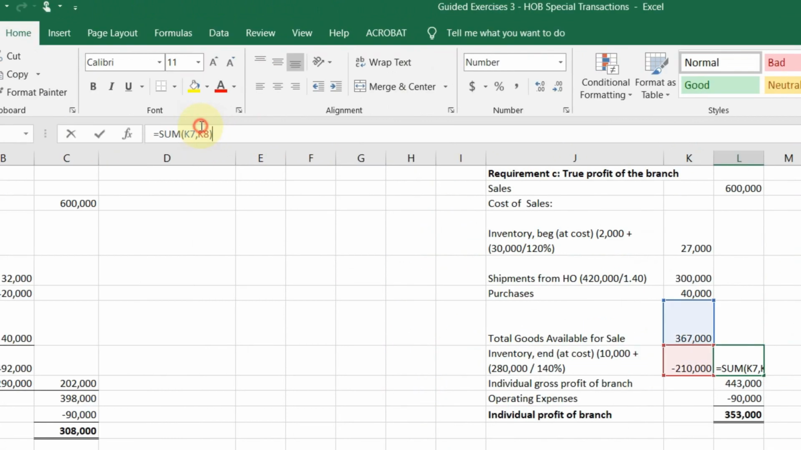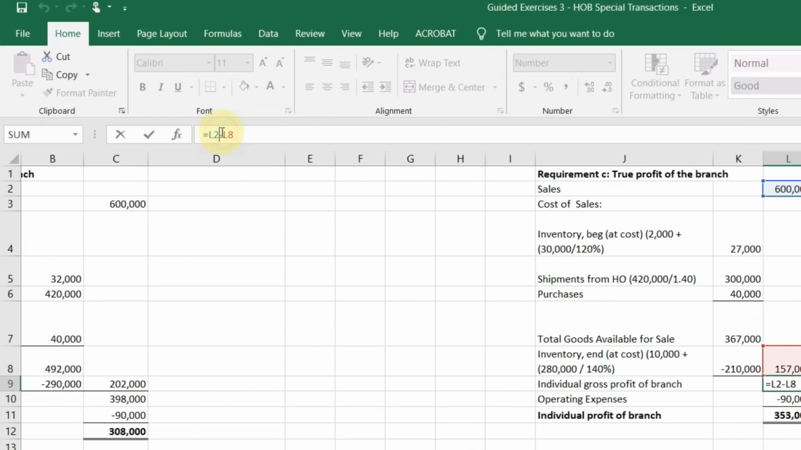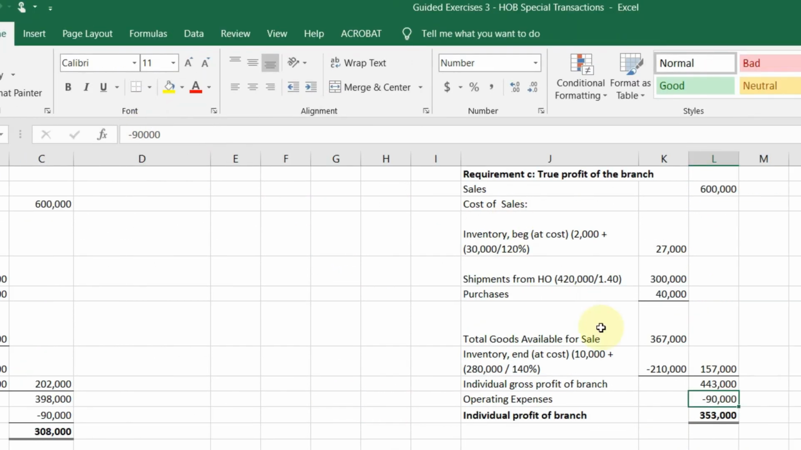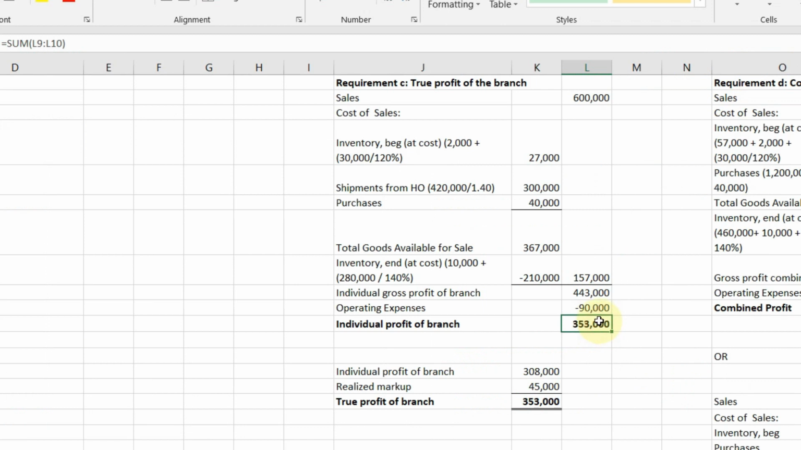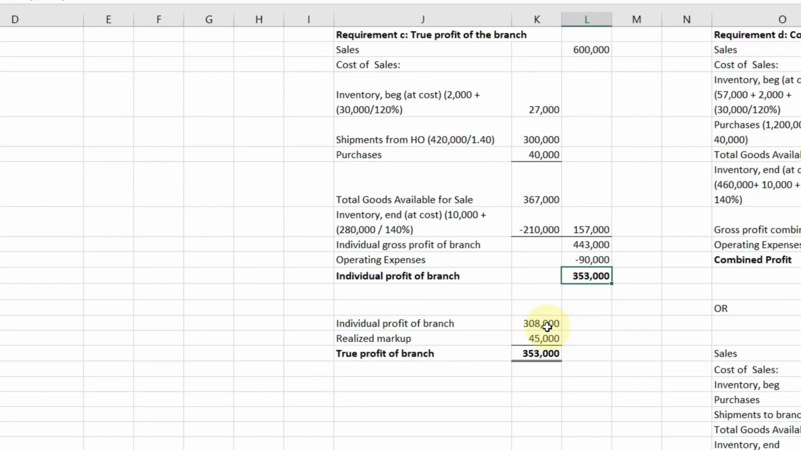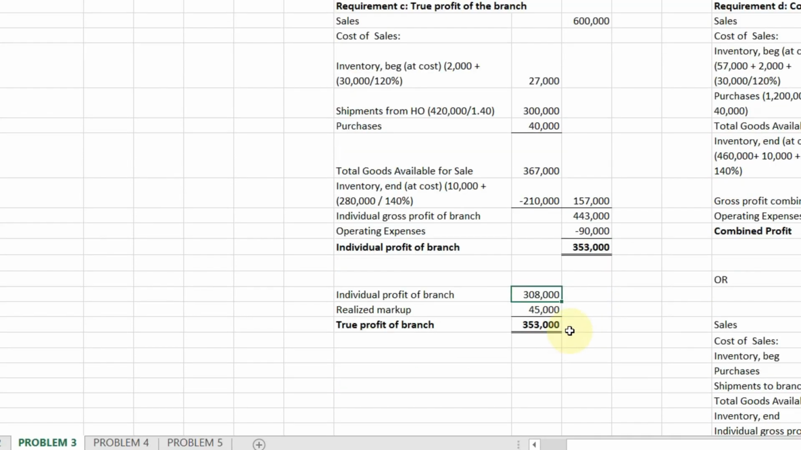Deduct total goods available for sale from ending inventory, you'll get 157,000. Sales minus COGS, 443,000. Less operating expenses, you have individual profit of the branch na 353. Okay? So, let's continue. Individual profit na 353. Bakit 308 lang? Okay? Okay. So, this is individual profit of the branch.